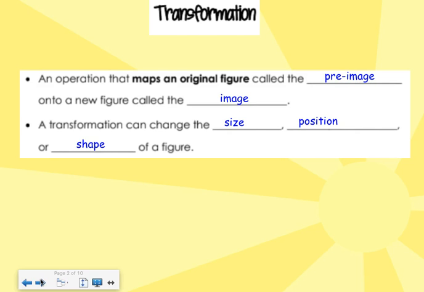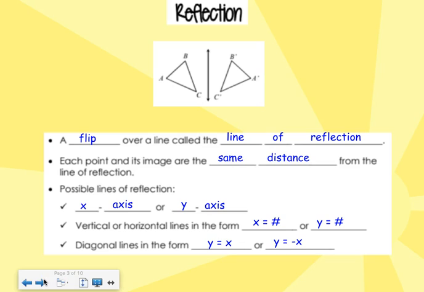Are you even writing this down? A reflection is just a flip. We're just flipping it over a line, over the line of reflection. And then you need to make sure that each point of this image is the same distance away from the line of reflection. So all you're doing today, guys, is counting boxes. How far away is it?